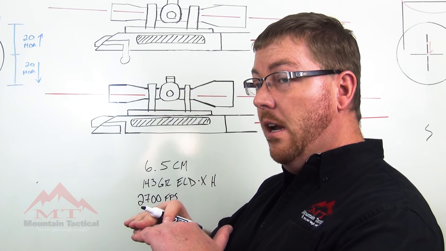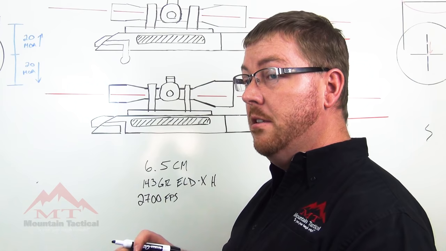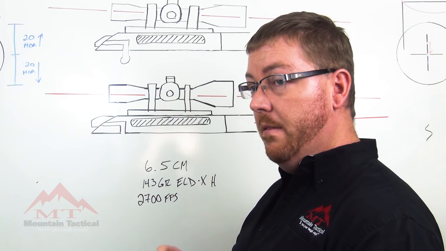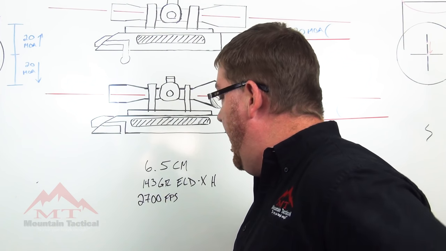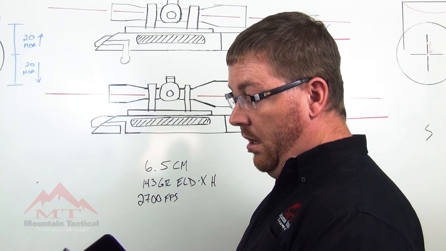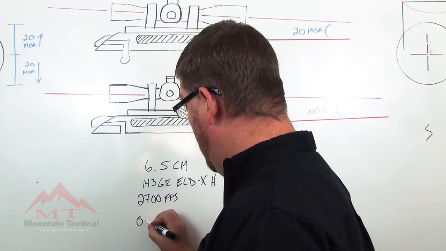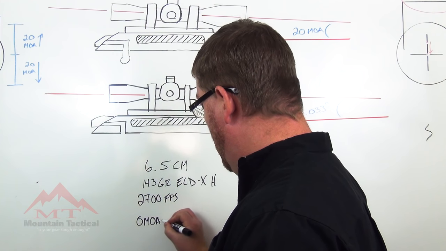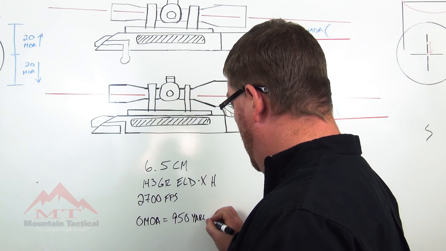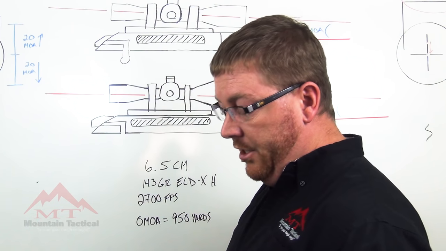Now, how does that equate to everything we're talking about here? Well, if you're zero MOA and you have 30 minutes of angle worth of adjustment, as we looked at in our 60 MOA scope, you only actually have 30 MOA to play with. Pull out our handy dandy ballistic calculator, that'll get you 950 yards. Obviously it's sea level, so depending on where you're at, that could change.